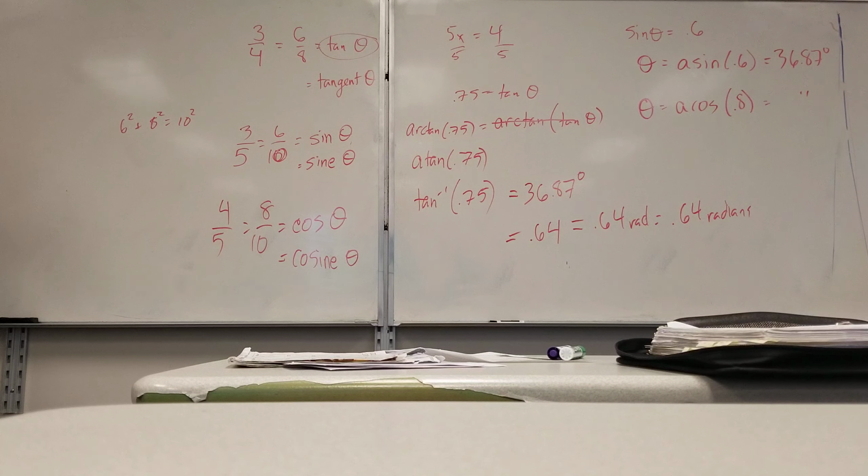So trig is going to be used in two major ways here. You're going to be given basically two sides of a right triangle, and you have to figure out the hypotenuse and the angle like we just did. Or you're given the hypotenuse and the angle, and you have to figure out what the two sides are.